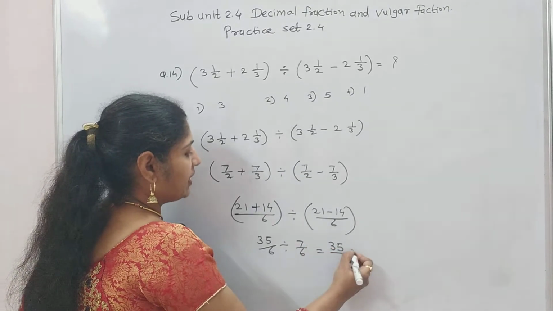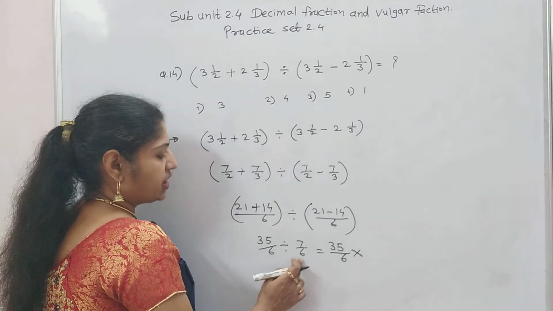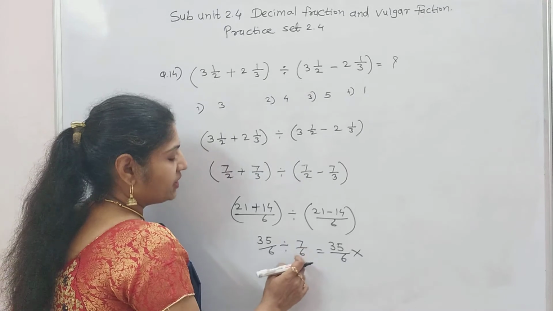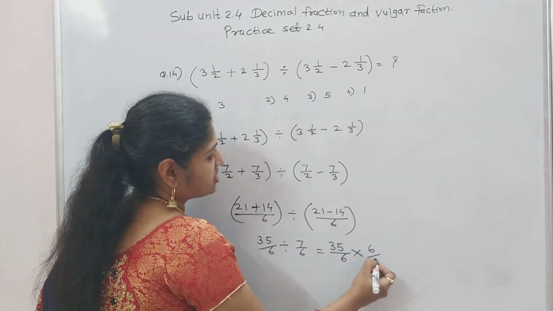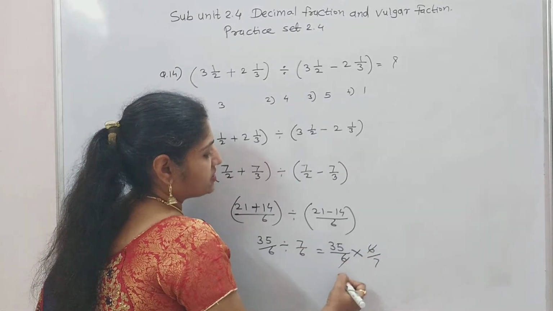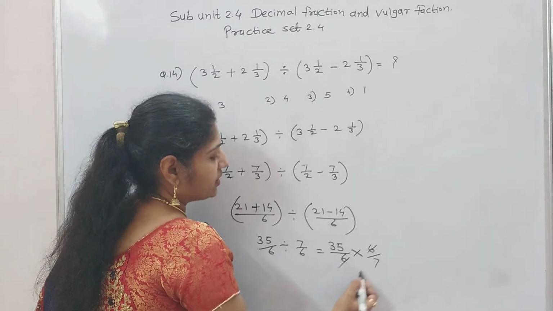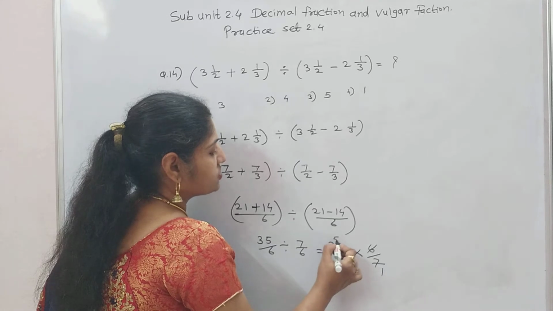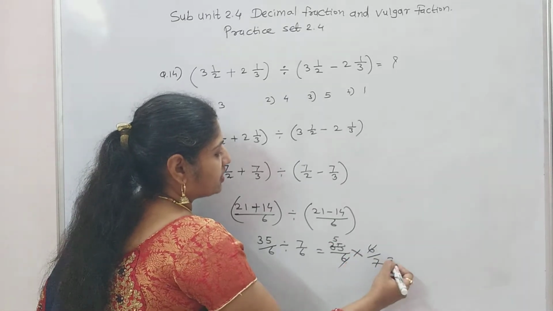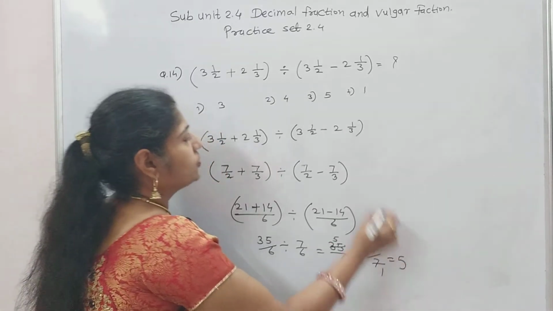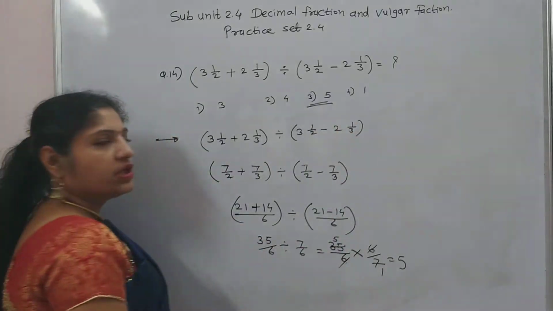Now there is the division, but make it in multiplication form. 35/6 multiplication, take the sign of multiplication. Now take the reciprocal of the next one, that is 6/7. 6 1s are 6, 6 1s are 6. Numerator denominator 6 cut. 7 1s are 7, 7 5s are 35. Answer is 5. So our answer is option number 3.